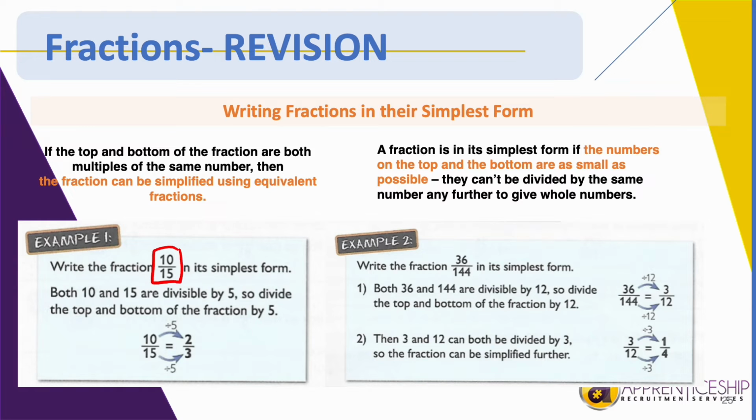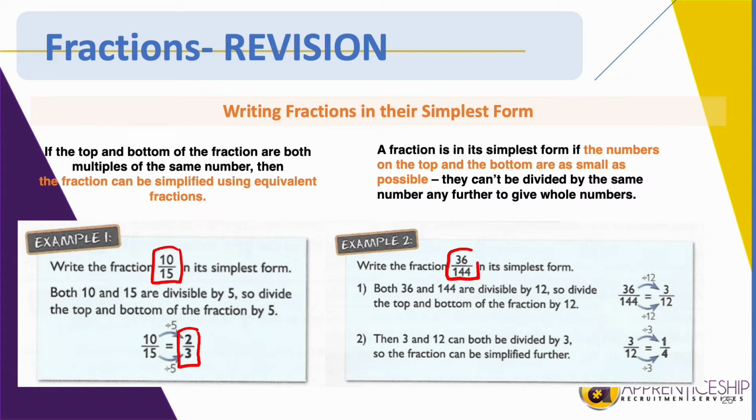So we've got 10/15 and they want it in the simplest form. Well, we can see that 5 goes into top and bottom. So we divide top and bottom by 5 and we end up at 2/3. Now, does anything else go into 2 and 3? Not that I know of. So we stop. We can't go any further. This will gain you marks in the exam.